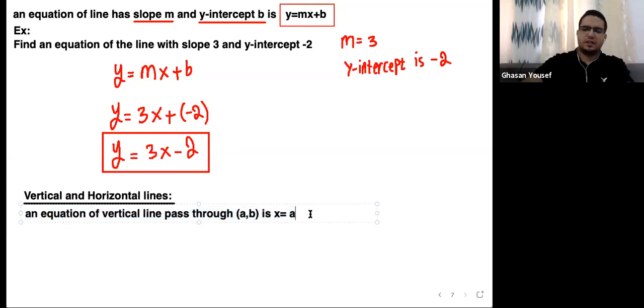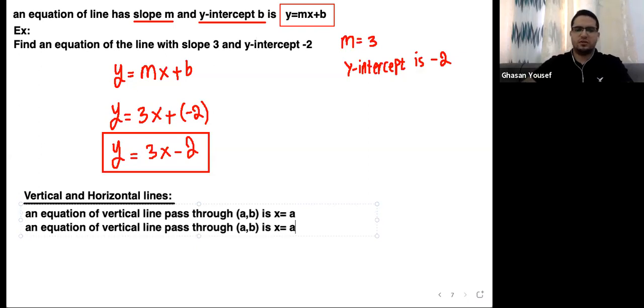Now for the horizontal line, an equation of a horizontal line passing through the point A comma B. What is it? Any ideas?